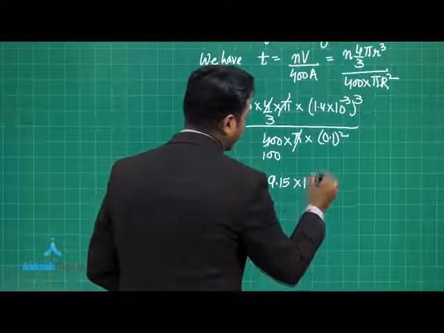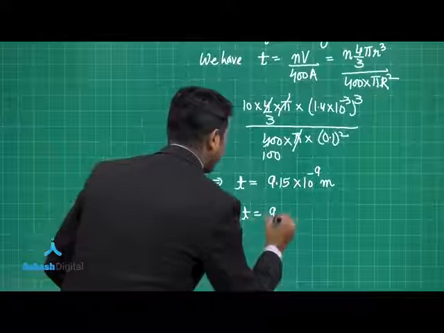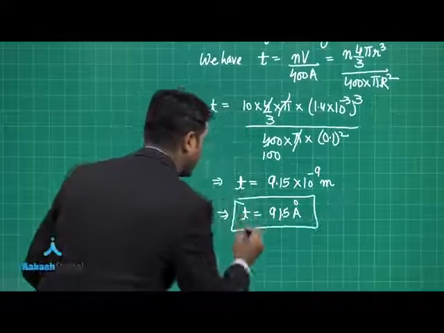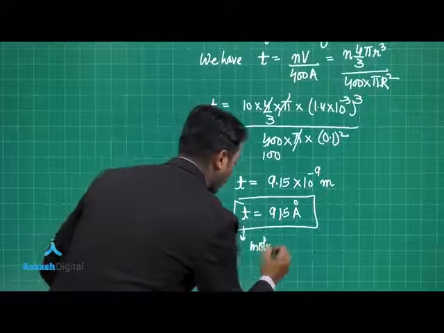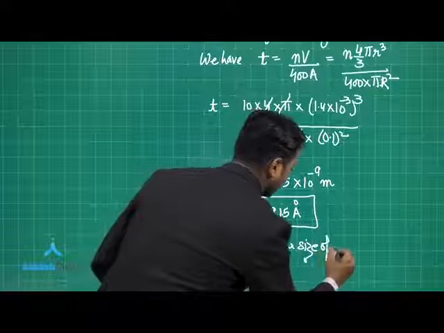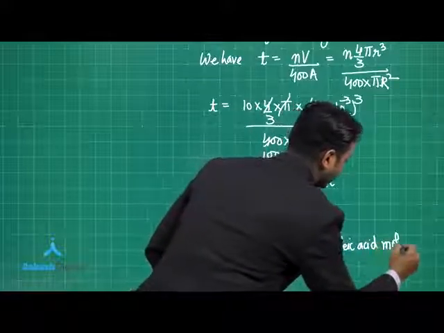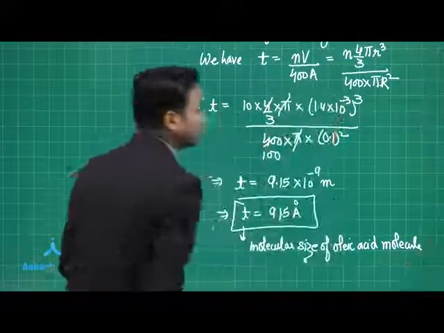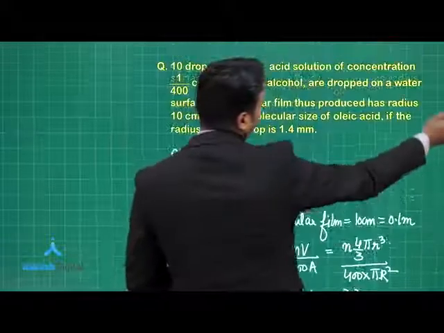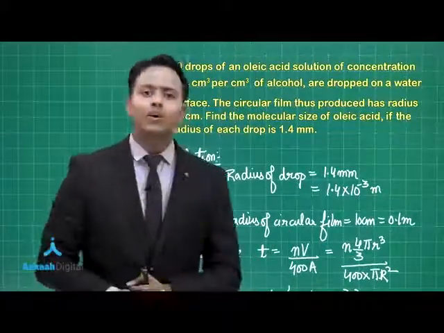9.15 into 10 to the power minus 9 meter, and that is approximately 1.5 angstrom. So this is the molecular size of the oleic acid molecule, and I hope this question is very clear to you. So that's how this method can be employed over here, and you can see the significance of the same. So that's all in this segment.